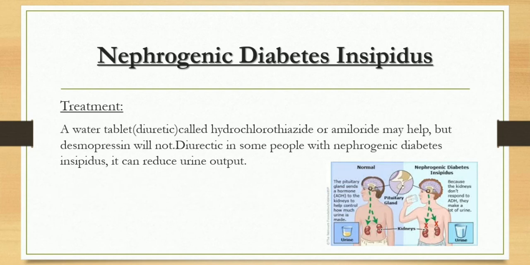So this is a way of treatment for nephrogenic diabetes insipidus. The treatment for this disease is a water tablet diuretic called hydrochlorothiazide or amiloride, but desmopressin will not work for this disease. Somehow, diuretics in some people with nephrogenic diabetes insipidus can reduce urine output. Okay, so that's all from me.